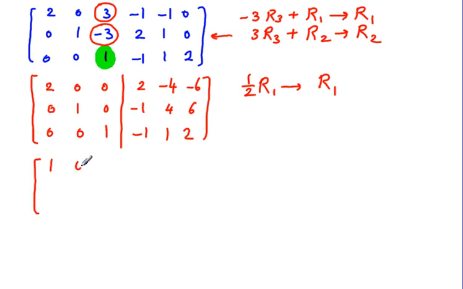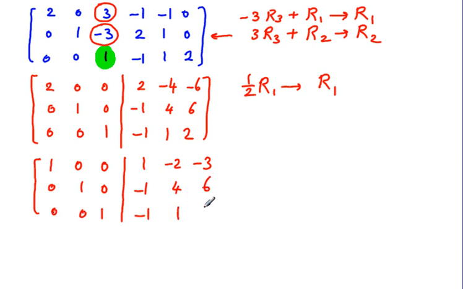So I get 1, 0, 0. That makes this into 1, minus 2, minus 3. Then 0, 1, 0 becomes minus 1, 4, 6, and 0, 0, 1 becomes minus 1, 1, 2.